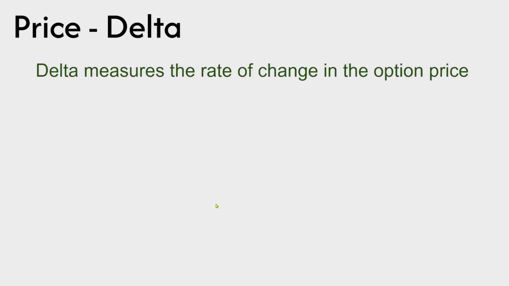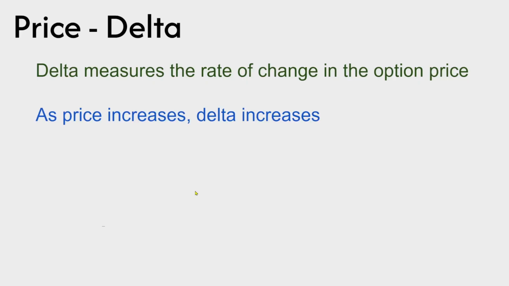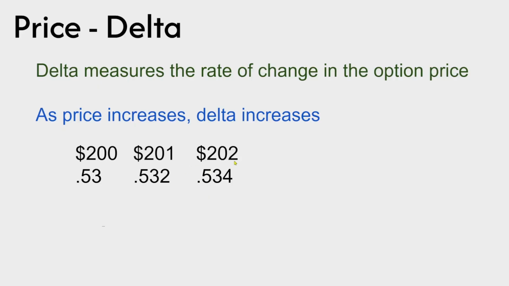Okay, so this is pretty straightforward. The delta measures the rate of change in the option price. And another point I want to bring up about delta, as price increases, delta increases. So we saw the example with Amazon where it was $200 with a delta of 0.53. As it goes up to $201, the delta does not stay the same. It increases. Another dollar increase, the delta increases with it. So it doesn't stay at the same delta. That delta fluctuates over time as the price changes.